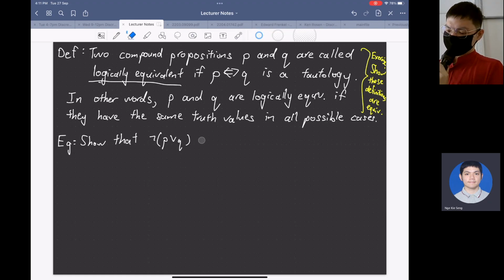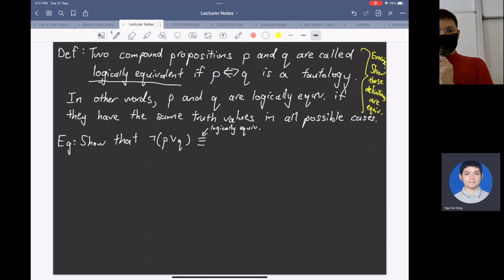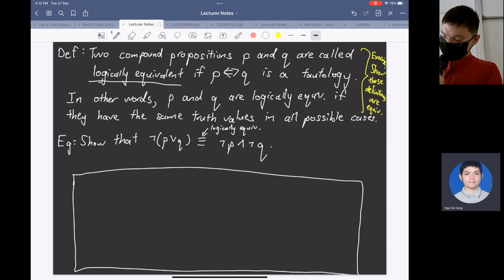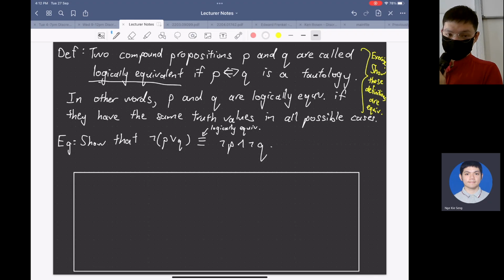Okay, I introduced the notation, maybe it is easier. So this is the logically equivalent notation. Show that not (P or Q) is logically equivalent to not P and not Q. Okay, do you know how to do that? What's the definition of logically equivalent?